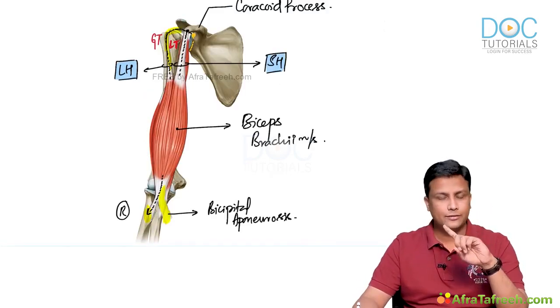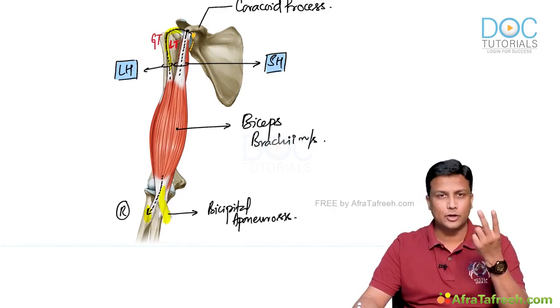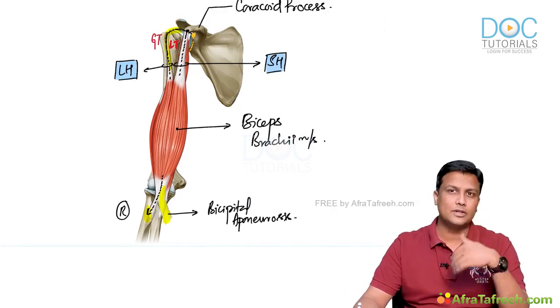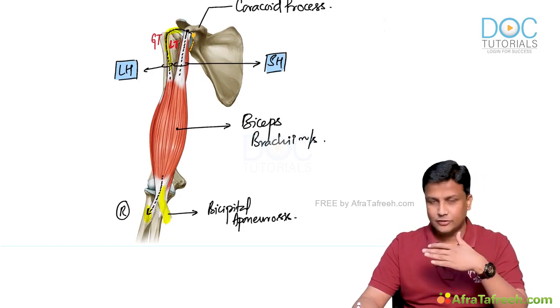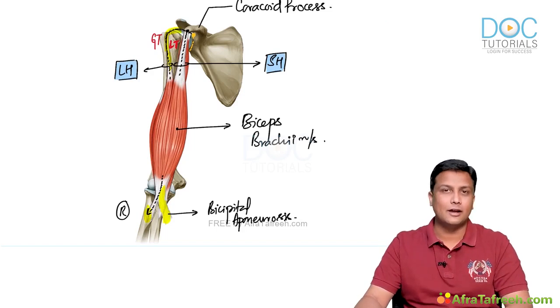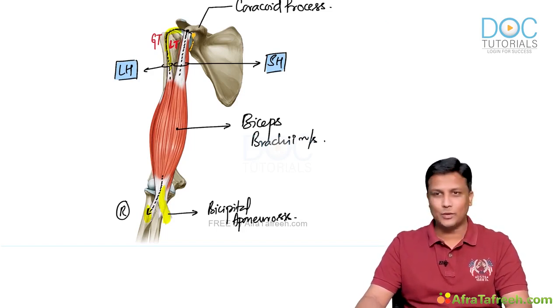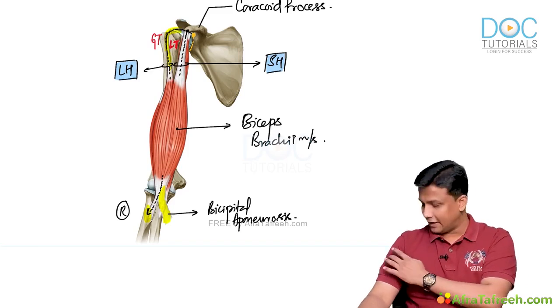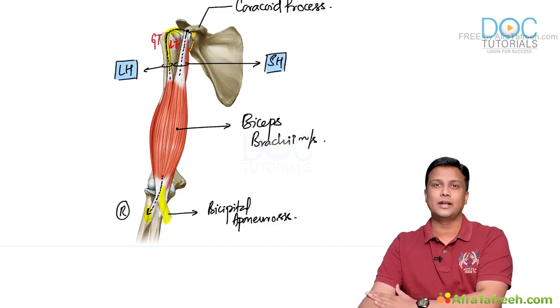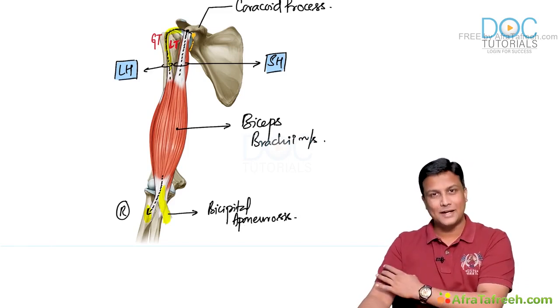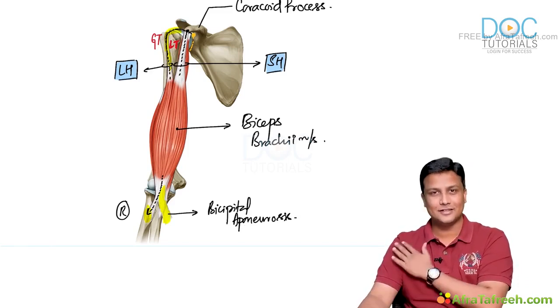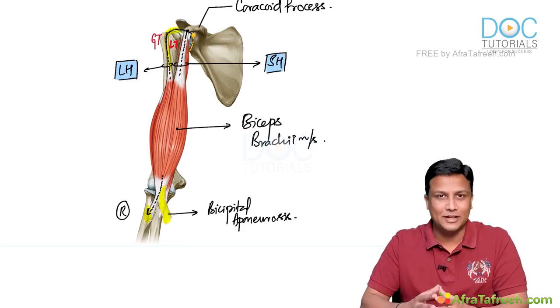Short head will be originating from the coracoid process. Long head will be originating from the supraglenoid tubercle, and together biceps will be inserting on the radial tuberosity. That's all. So these are the 3 muscles present in the anterior compartment of the arm. Learn it in the same sequence: coracobrachialis, then biceps brachii, and then brachialis. I repeat for the last time: coracobrachialis, biceps brachii, and brachialis. These are the 3 muscles in the anterior compartment of the arm.